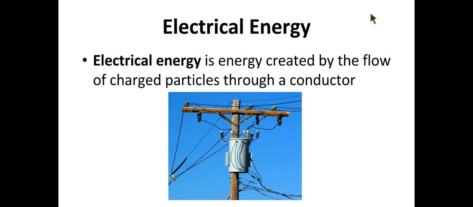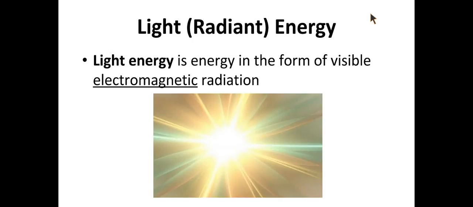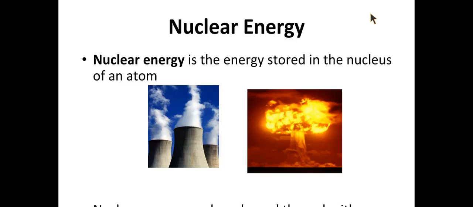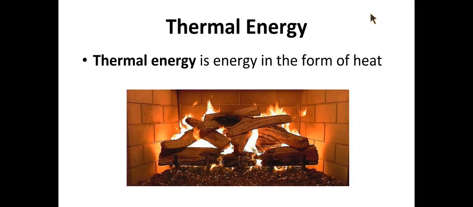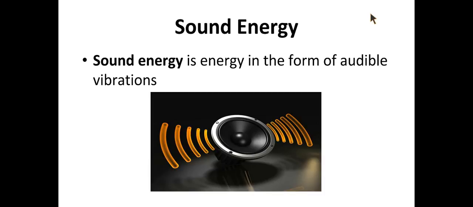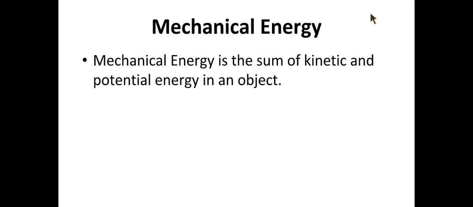Electrical energy is the energy created by the flow of charged particles through a conductor. So basically, moving electrons is what creates electrical energy. Light energy, also known as radiant energy, is energy in the form of visible electromagnetic radiation. Nuclear energy is the energy that's stored in the nucleus of an atom. Very, very explosive. So when that nucleus splits, it releases that energy. Thermal energy is the energy in the form of heat. So that's what you feel from a fire very often. Sound energy is energy that's in the form of audible vibrations. So basically, vibrations that you can hear.